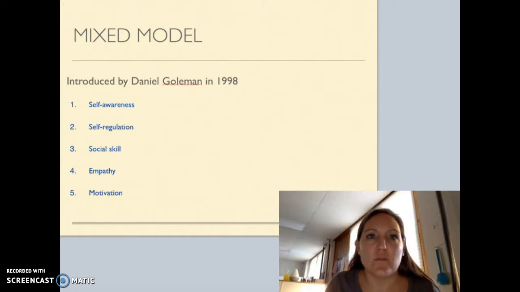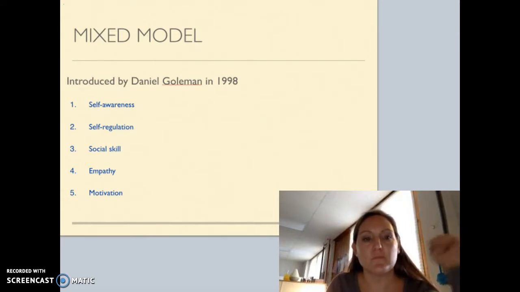The second one is self-regulation. This involves controlling or redirecting one's disruptive emotions and impulses and adapting to changing circumstances. The third one is social skill. This is managing relationships to move people in desired directions.